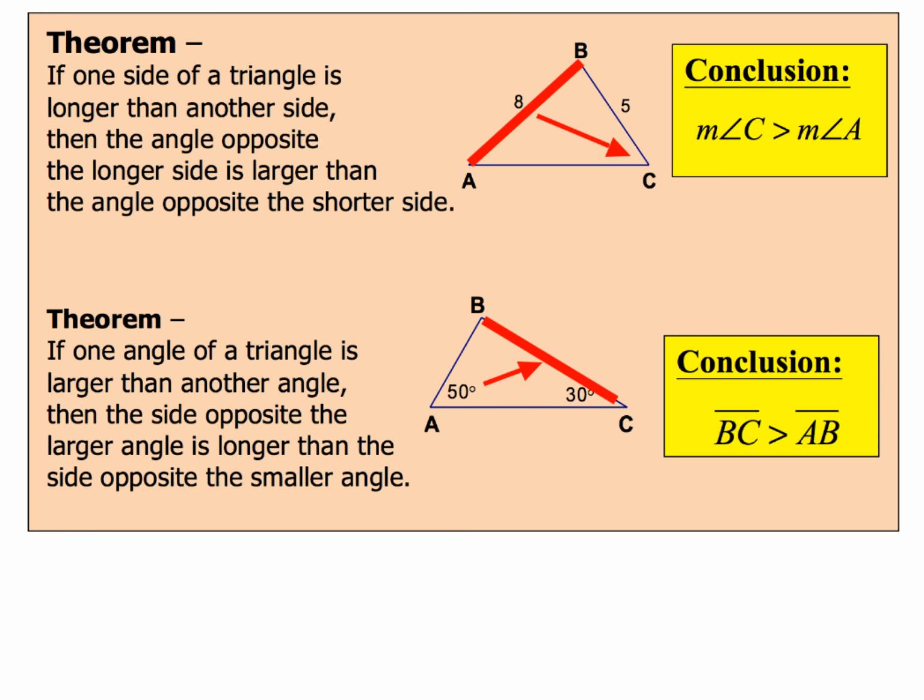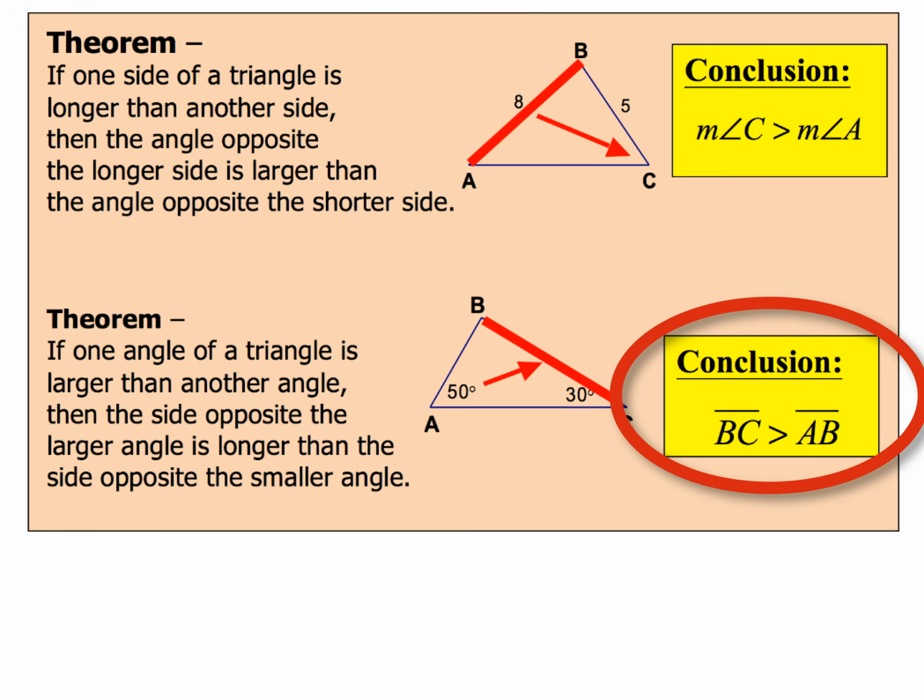All right, and we're going to play around with this a little bit more when we take a look at the Hinge Theorem, because that's where this is going to apply itself. So our conclusion would just be that side BC is going to be greater than side BA.